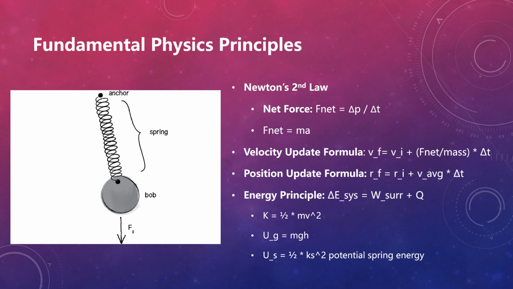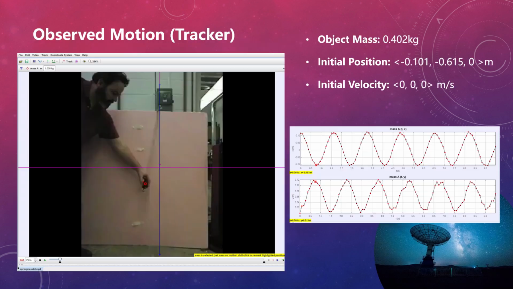And then the energy principle, which states that the change in energy is equal to the work done by the surroundings plus the thermal energy exchanged with the surroundings, as stated in these formulas right here. K is kinetic energy, G is gravity, and S is the potential spring energy, US.